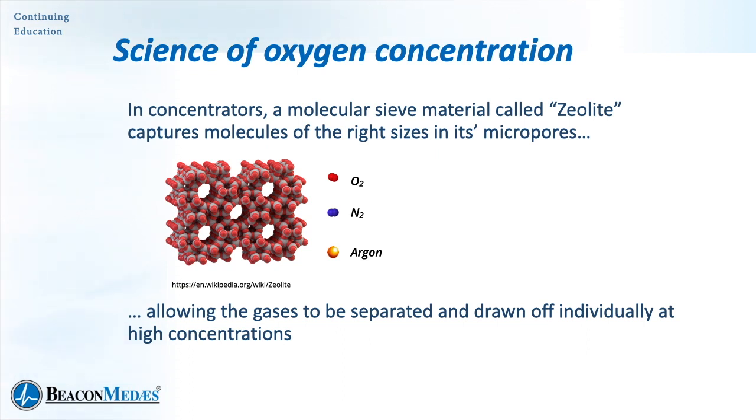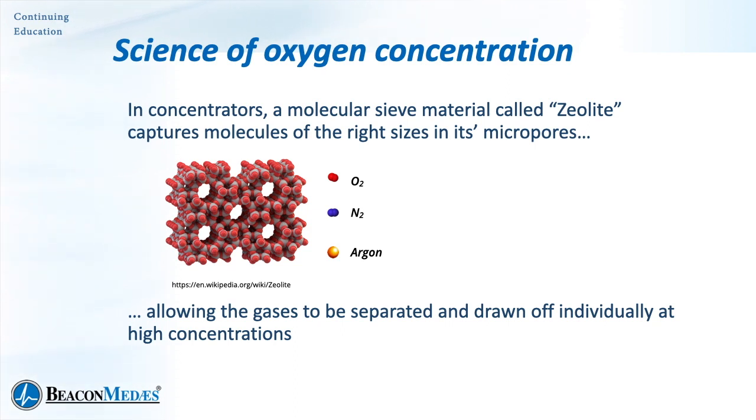All concentrators work in much the same way. You use a molecular sieve material. It's called zeolite. It has pores in the molecular structure, which are about the right size to capture the various gas molecules. Now, it doesn't hold them permanently. It just slows them up.